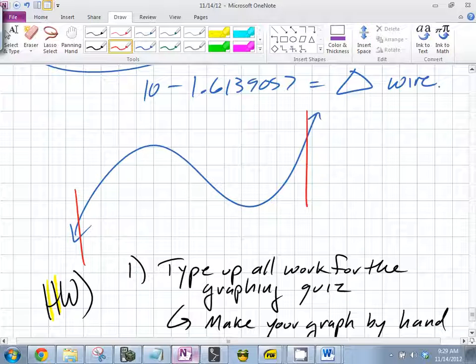Okay, so your homework here is to type up all work for the quiz. We just finished this question right there, so you don't need to finish that one. And I'm going to give you a couple more to do here. Let's do this.